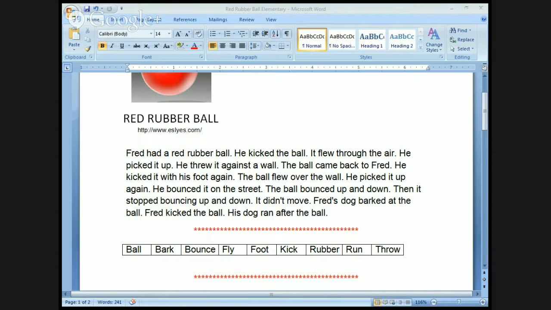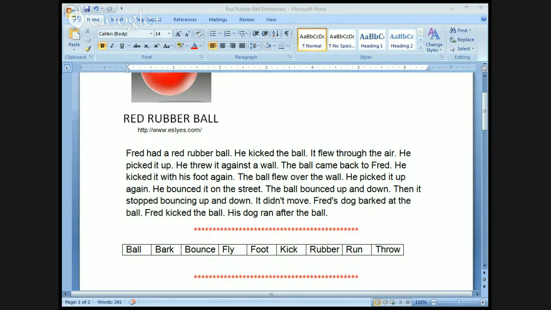Red rubber ball. Fred had a red rubber ball. He kicked the ball. It flew through the air. He picked it up. He threw it against a wall. The ball came back to Fred. He kicked it with his foot again. The ball flew over the wall.